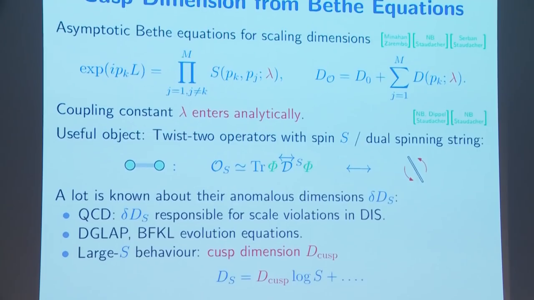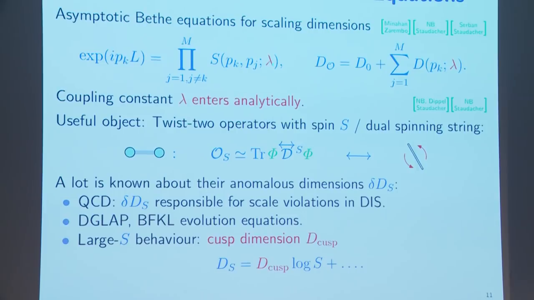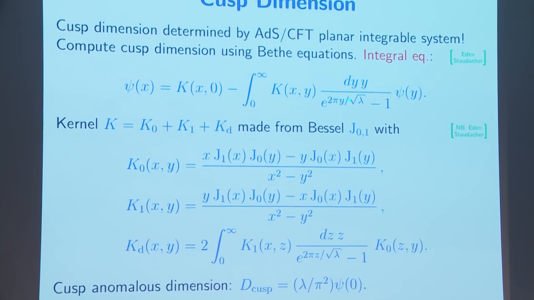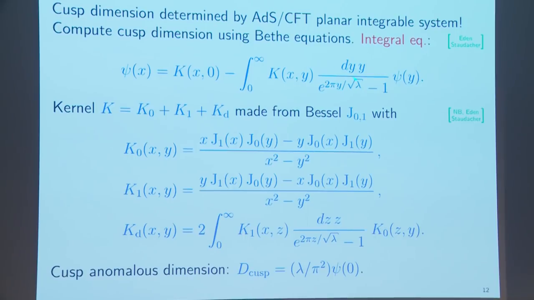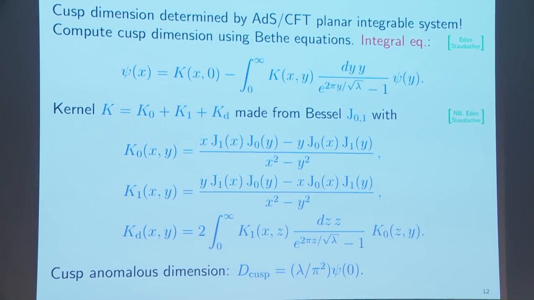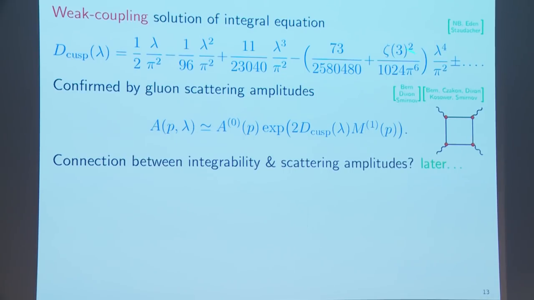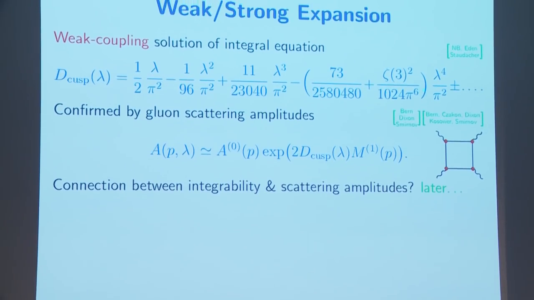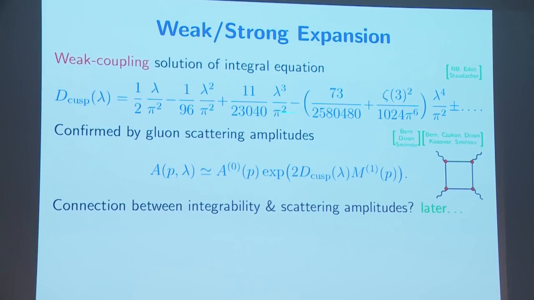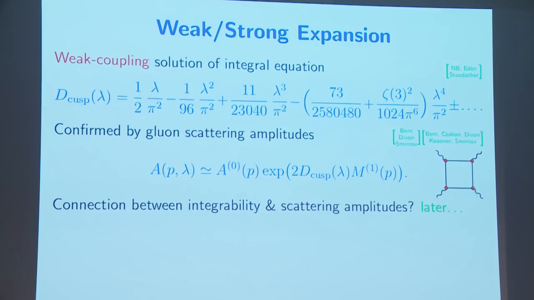The nice thing then, as I explained earlier, is that the coupling constant lambda enters this expression here analytically. For example, here it's just a prefactor in the exponent, and it doesn't enter anywhere else. Also enters here, of course. And then you can expand it at small lambda first, and you get all these terms, which you can also compute by other means in quantum field theory, for example, by gluon scattering amplitudes. All these terms appear, and they have been confirmed up to a very high loop order.